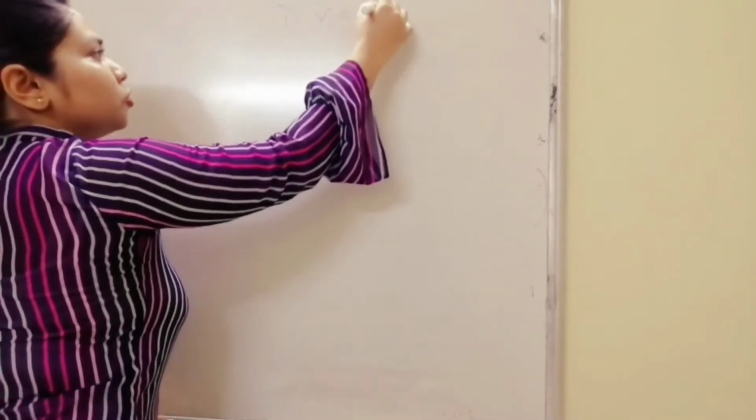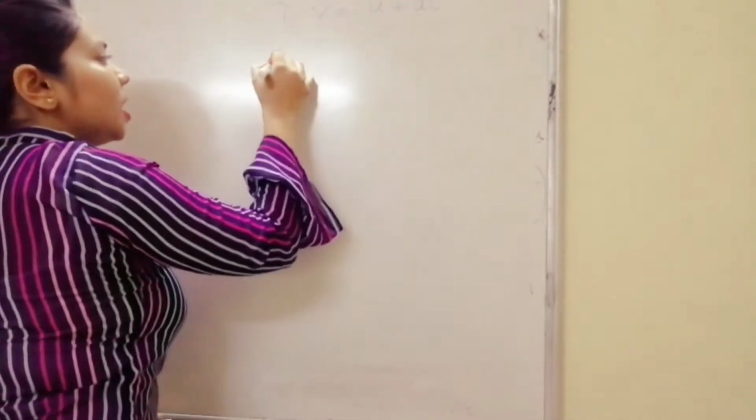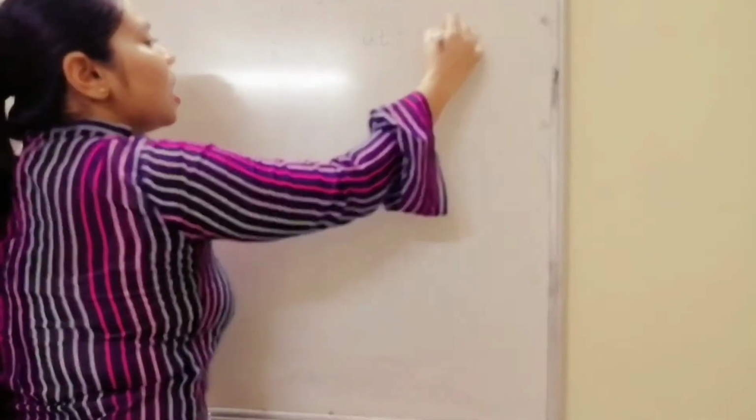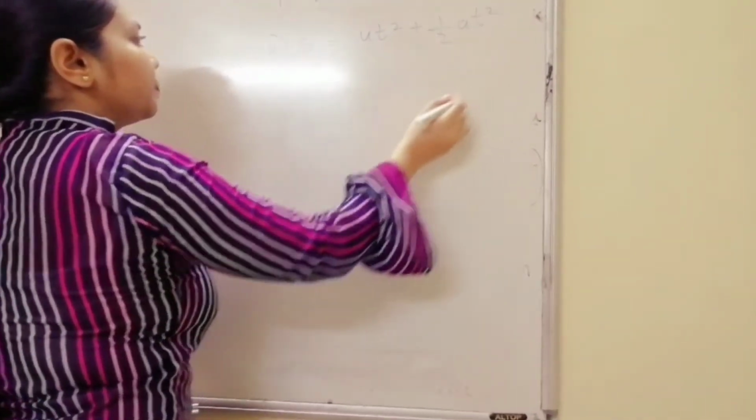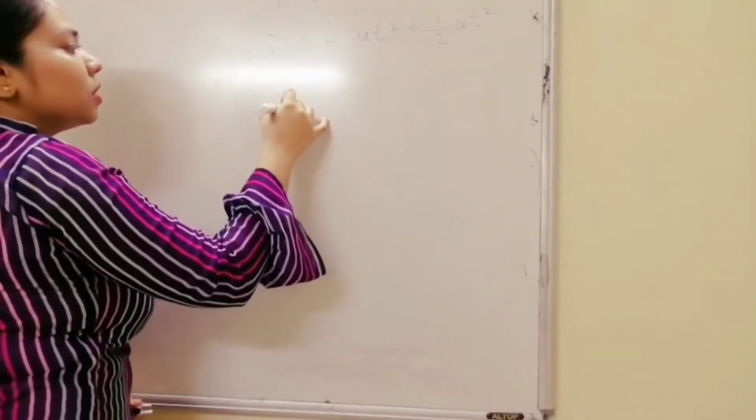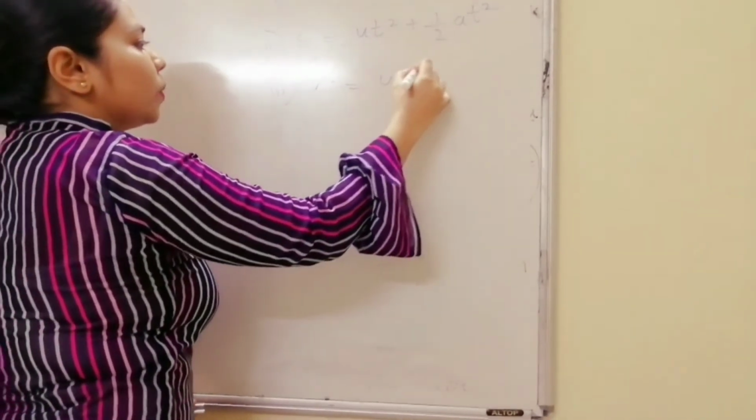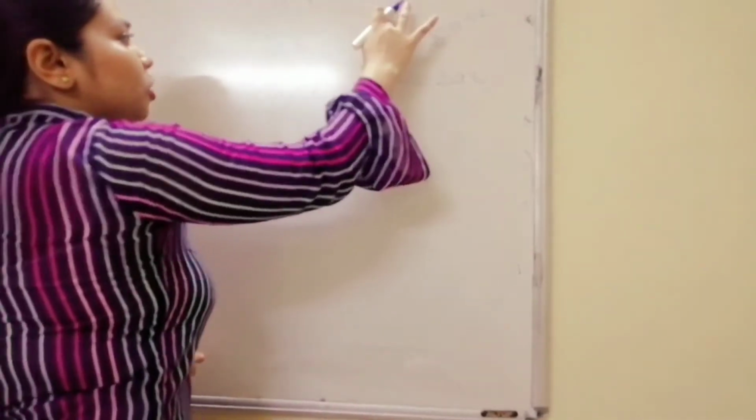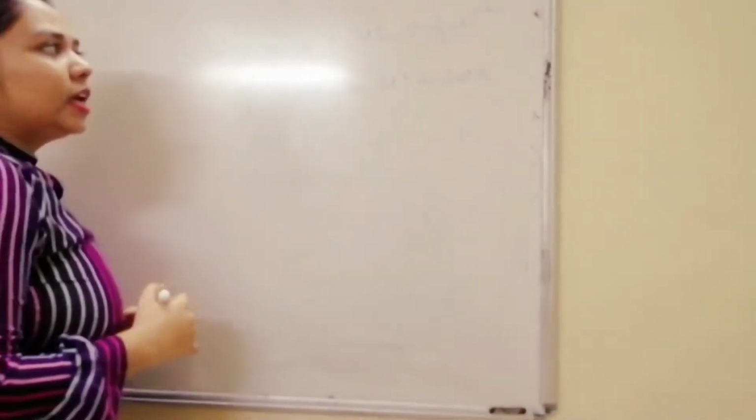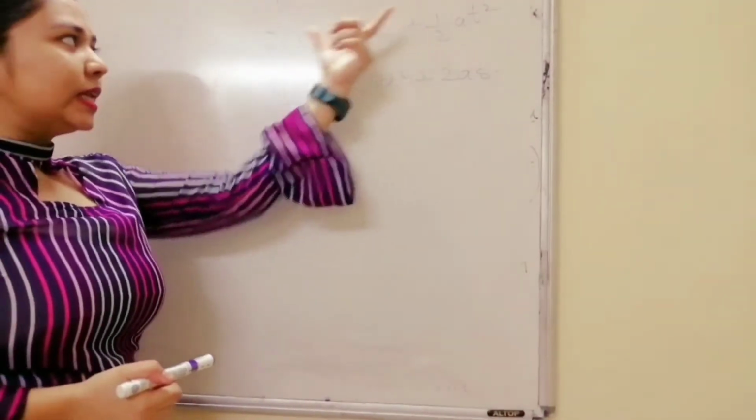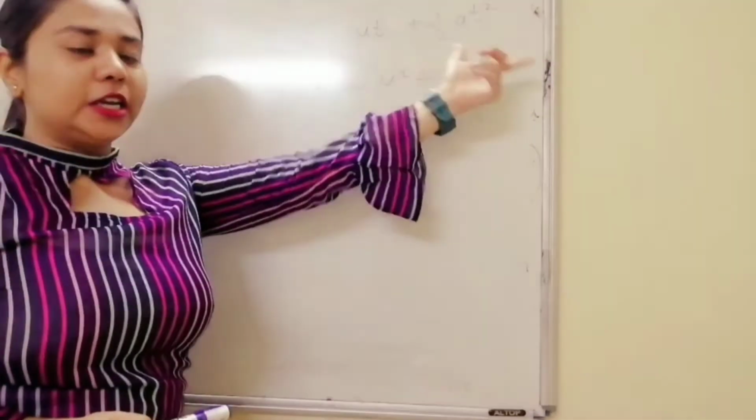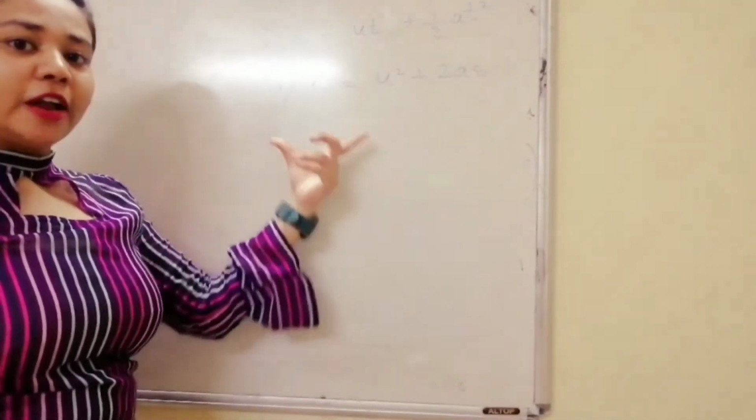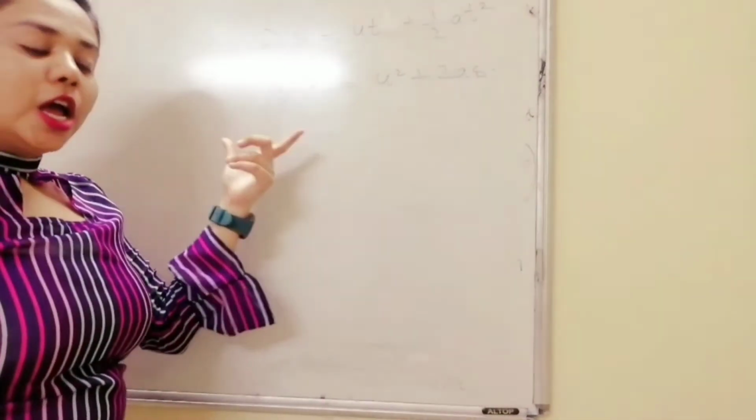And what were they? v is equal to u plus at. Next was s is equal to ut plus half at square. And the third one was v square is equal to u square plus 2as. We drew the graph and derived these 3 kinematical equations.